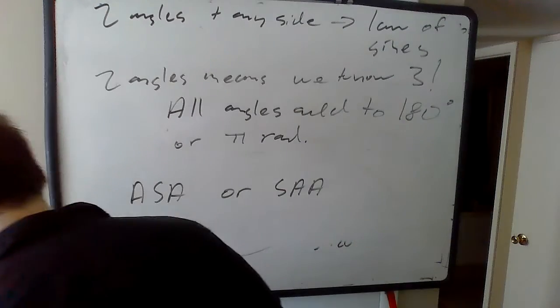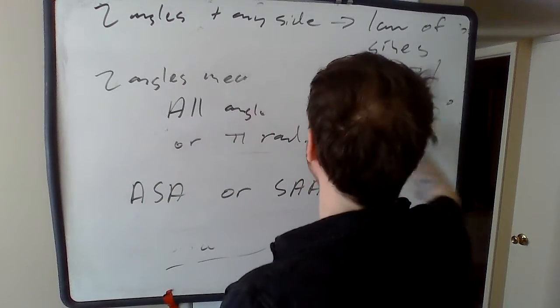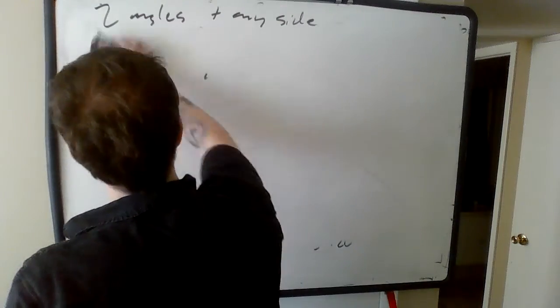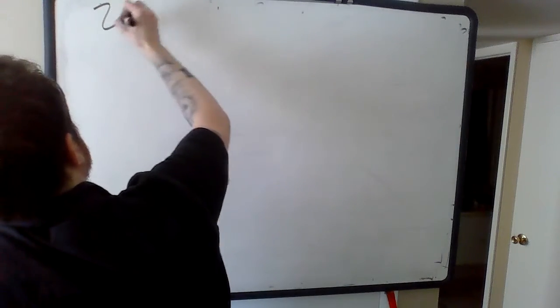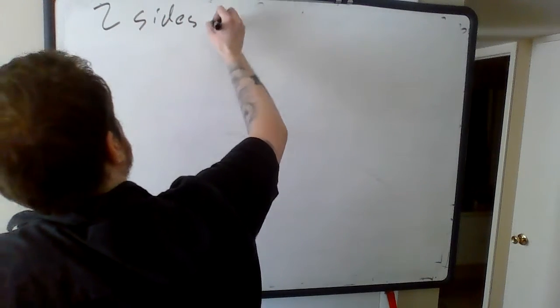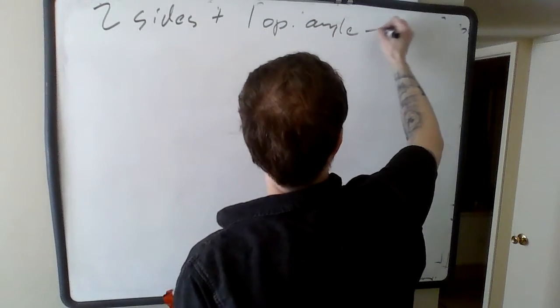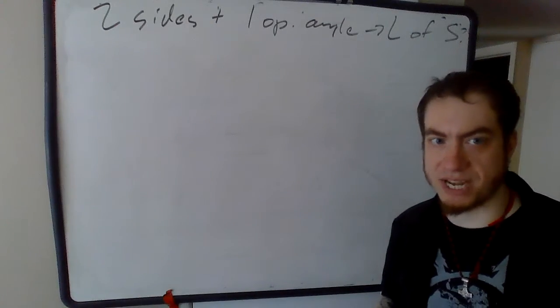There is a second case where you can use the law of sines, but it is a little bit more complicated to think about. The second case where you can use the law of sines is if you know 2 sides plus 1 opposite angle. Then you can use the law of sines as well.